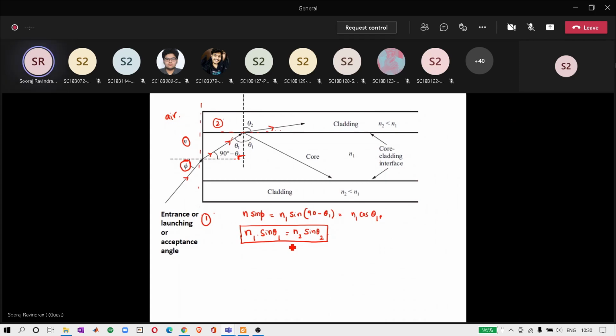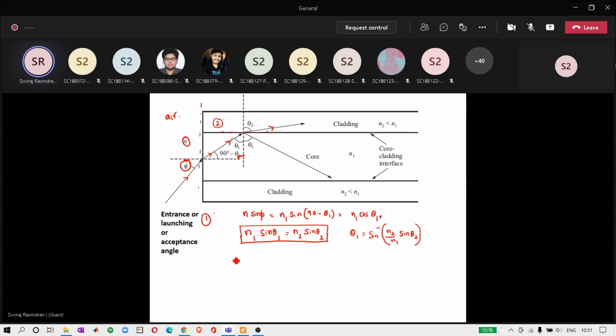So I can calculate what is theta 1 from this expression. So what is theta 1 from this equation? I get sine theta 1 should be equal to n2 by n1 into sine theta 2. So therefore theta 1 becomes sine inverse of n2 by n1 into sine theta 2. So I get an expression for theta 1, and I can substitute theta 1 in this equation.